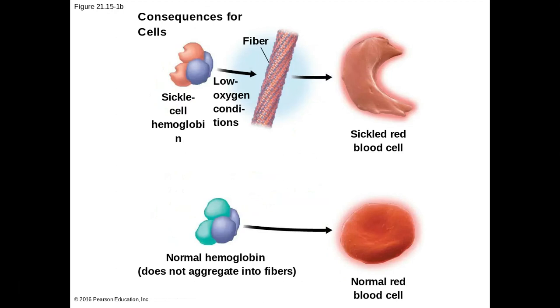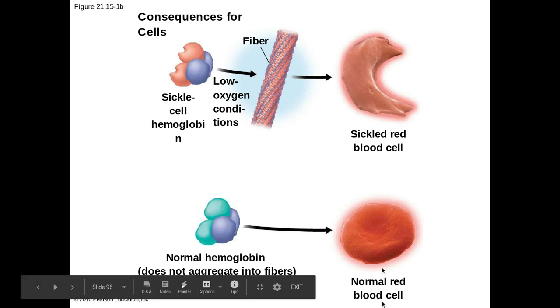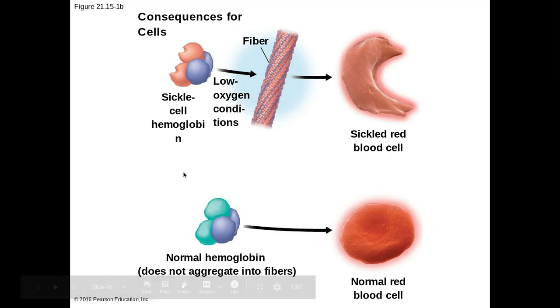That change in the hemoglobin protein affects the ability of the red blood cell to take a round phenotype. So instead, where the normal hemoglobin does not aggregate into fibers and can form a normal red blood cell, this hemoglobin does aggregate into fibers and causes red blood cells to take the sickle form. So this is the phenotype that results from that molecular genetic change.